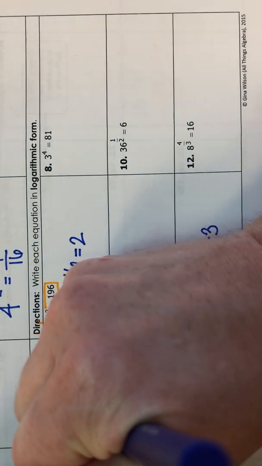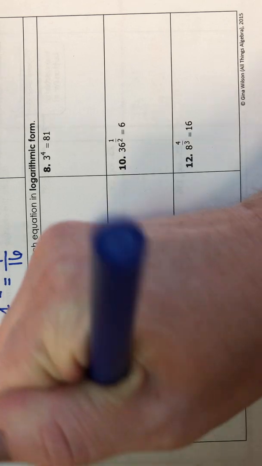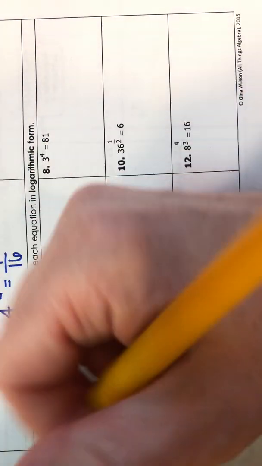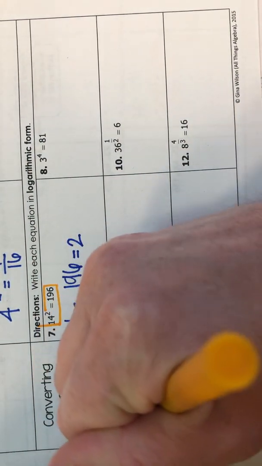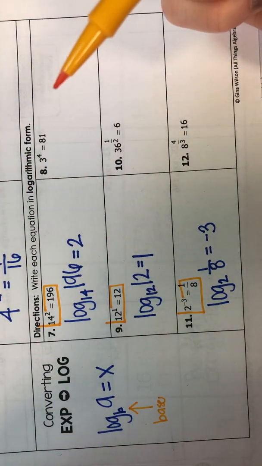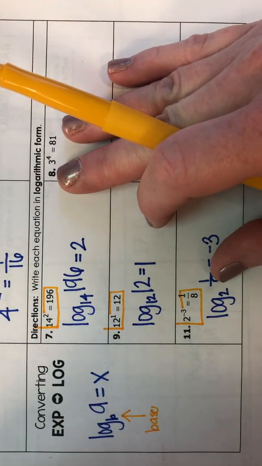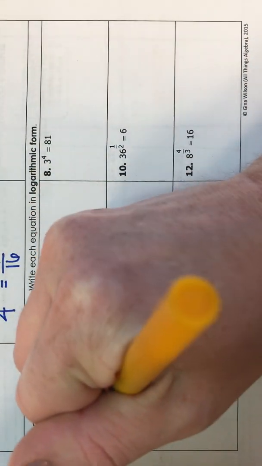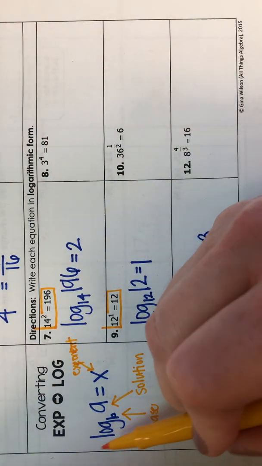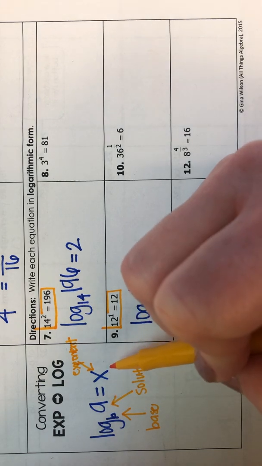Now, just to go back over this, if I have log base b of a equal to x, here are my different parts. This little b right here is referred to as the base, very similarly to this big B up here being the base, okay? The a is my solution, and the x here is my exponent. Okay, so the log of a number is an exponent, okay?